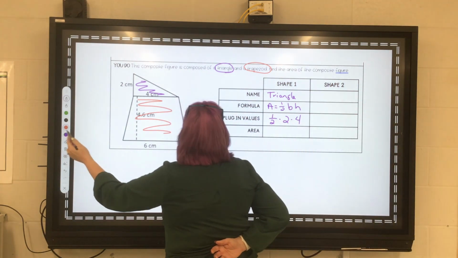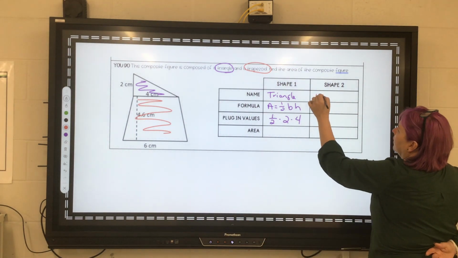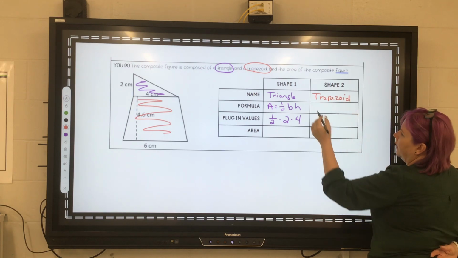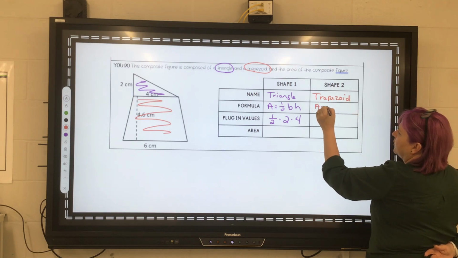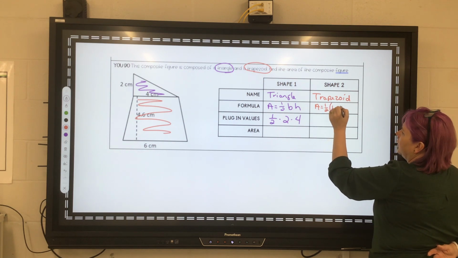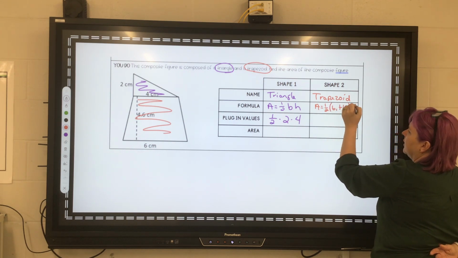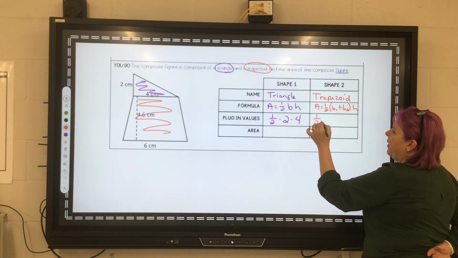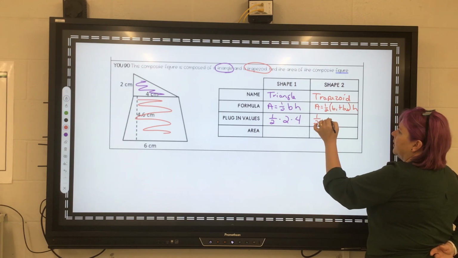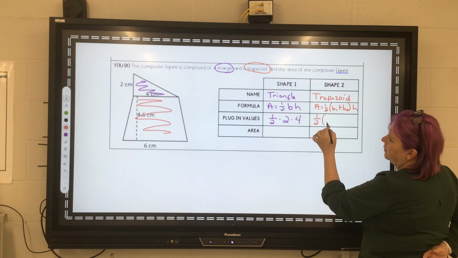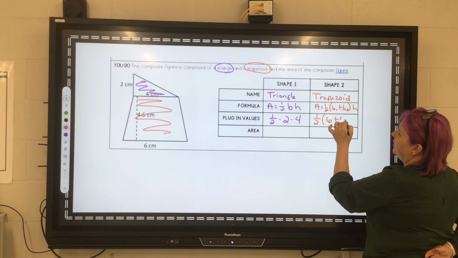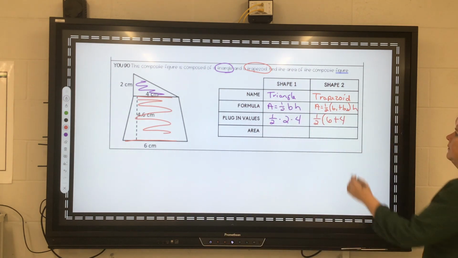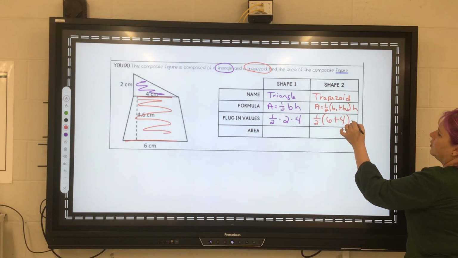And then I'm going to come over to my trapezoid. And I'm going to do area equals half of base 1 plus base 2 times height. Then I'm going to plug in my numbers. Half times base 1 is 6. Base 2 is 4. Here's my 6. Here's my 4. Those are my two bases. Times my height, which is 4.6.